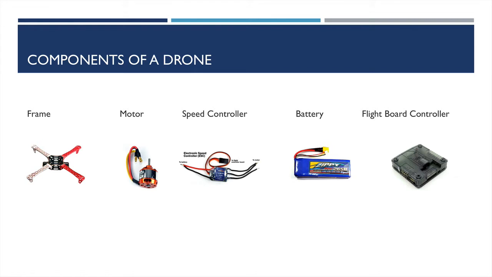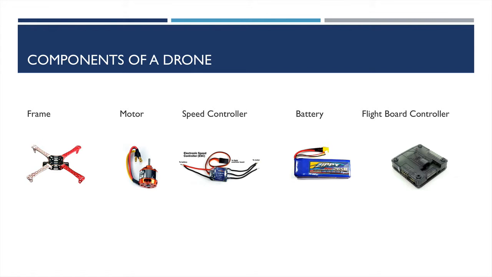The second component of a drone is the motors. Drones have motors called brushless motors. These motors are very efficient and can operate up to 20,000 revolutions per minute. To get an idea how fast this is, a full-size Cessna motor spins a propeller at only 2,400 revolutions per minute.